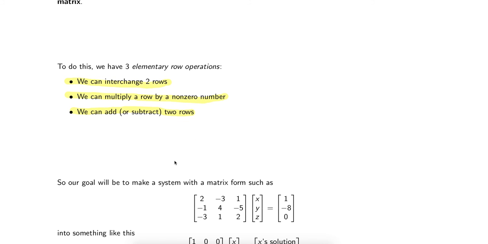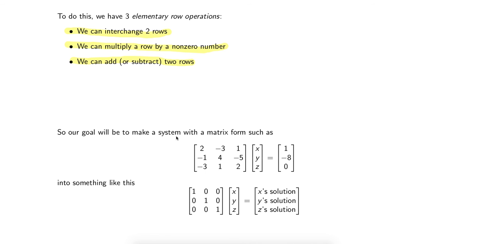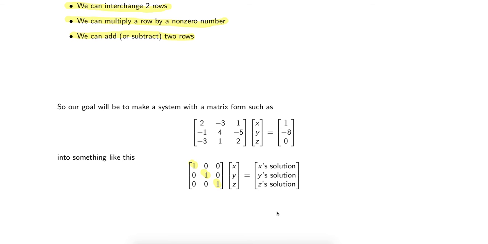Our goal in this section is to take a system of equations in matrix form such as this one, where we have 2x minus 3y plus z equals 1, negative x plus 4y minus 5z equals negative 8, and negative 3x plus y plus 2z equals 0, and turn it into our identity matrix, where we have ones along the main diagonal, first row first column, second row second column, third row third column, and zeros elsewhere. Once we have it in this form, whatever's over here is going to be x's solution in the first row, y's solution in the second row, and z's solution in the third row.